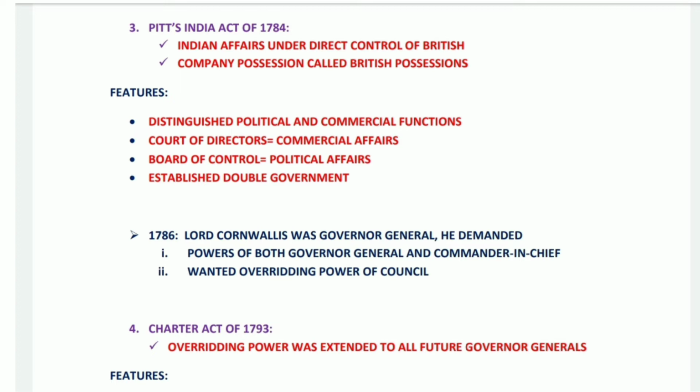Later on, in 1786, when Lord Cornwallis was appointed as Governor General of Bengal, he wanted to have powers of both Governor General and Commander in Chief. That is, before there was a separate Commander in Chief department, but when Cornwallis was made Governor General, he demanded to become Commander in Chief, and also he wanted to have overriding power in councils.